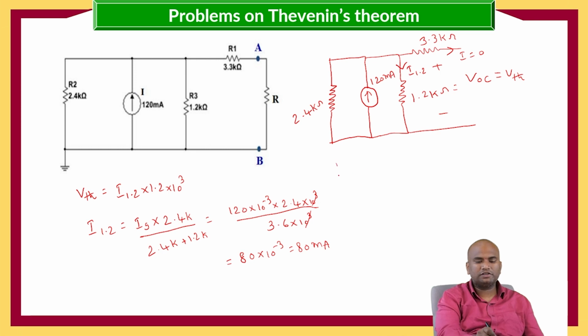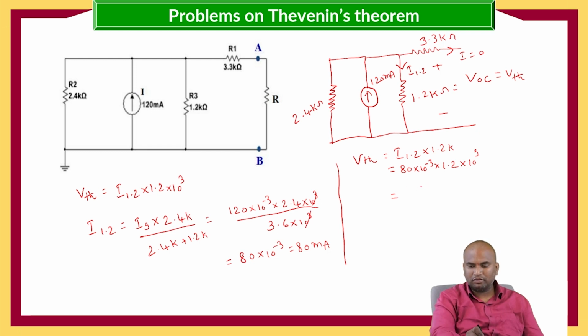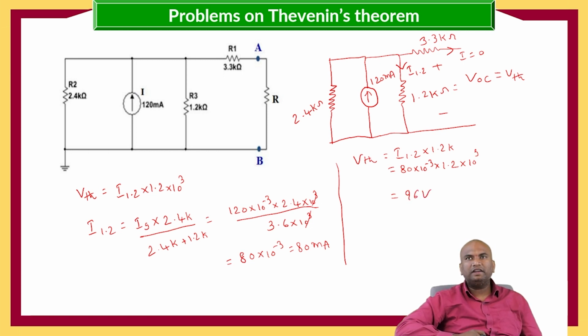Now VTH is equal to I 1.2 into 1.2 kilo, that is equal to 80 into 10 to the power of minus 3 into 1.2 into 10 cube, that is equal to 96 volts. This is the VTH.